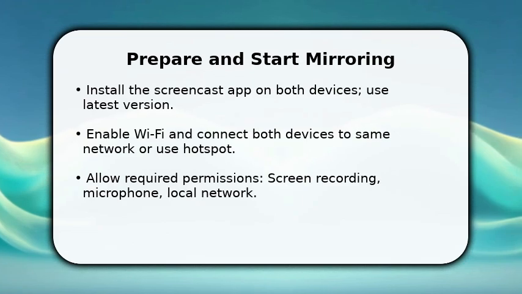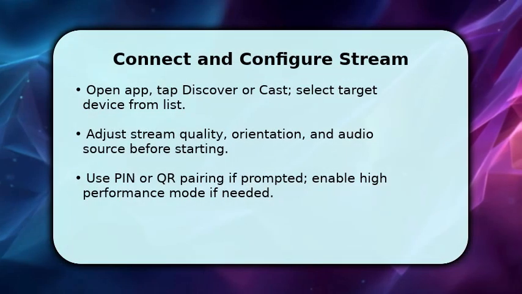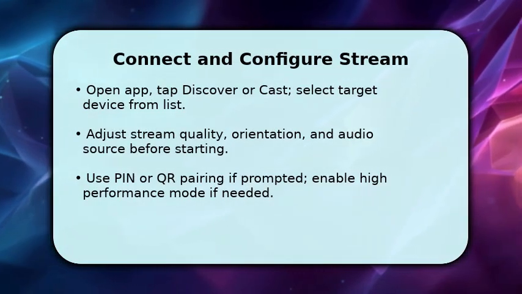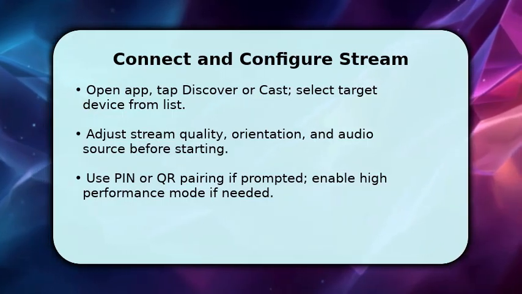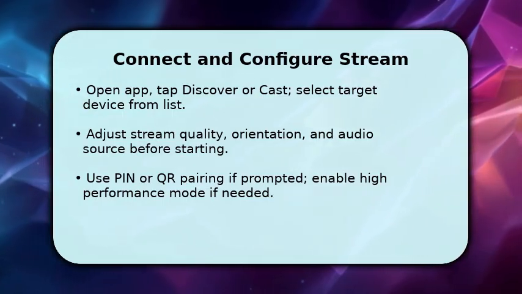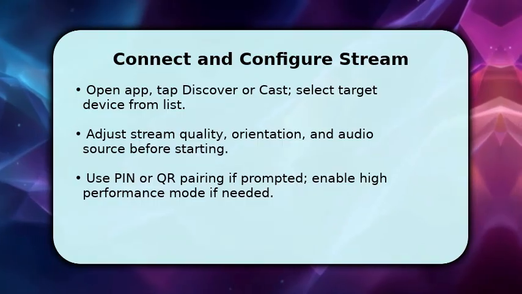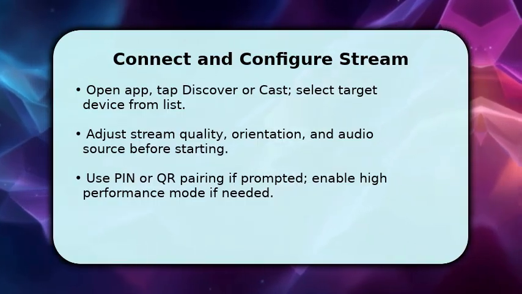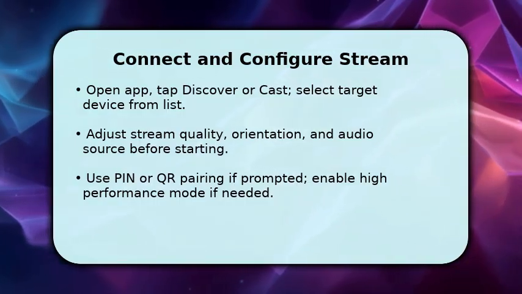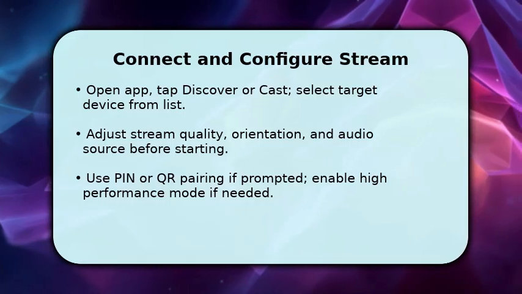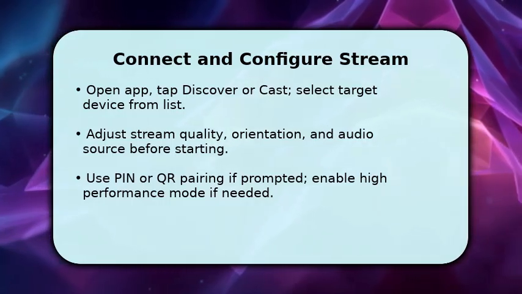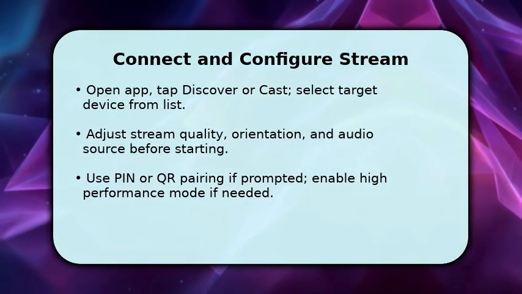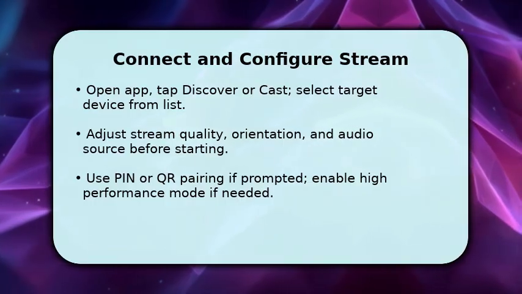and connection without interruption. You open the app and tap Discover or Cast to list available receivers. Select the target device shown. Then configure streaming. Choose quality to balance latency and clarity, set orientation, and pick microphone or app audio as the source. If prompted, enter the PIN shown on the receiver or scan a QR code to pair securely.